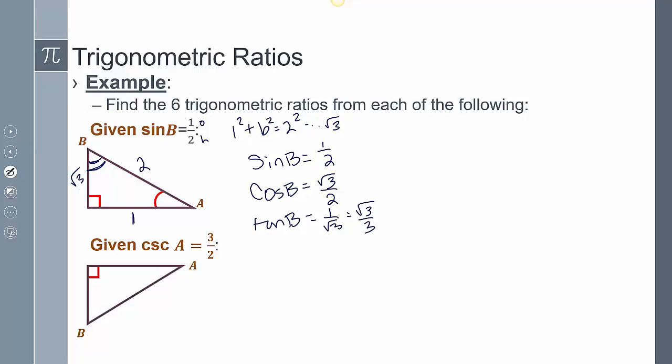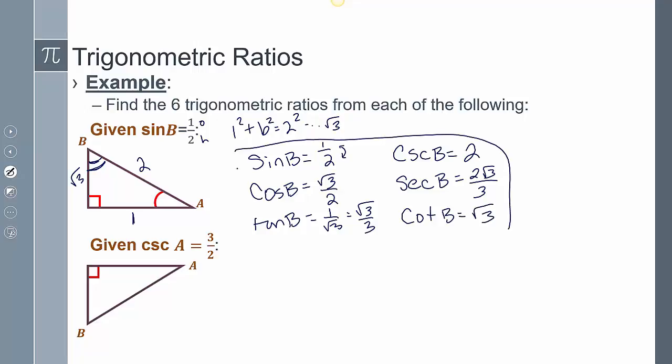So now my reciprocals, the cosecant of b, that's just going to be 2 because I flip it, right? I have to flip those. My secant of b, that's going to be 2 over root 3, and then root 3 over 3 because I have to rationalize that. And then for the cotangent of b, that's just going to give me root 3. And so all 6 of these here are going to be the trig ratios from that given angle B.